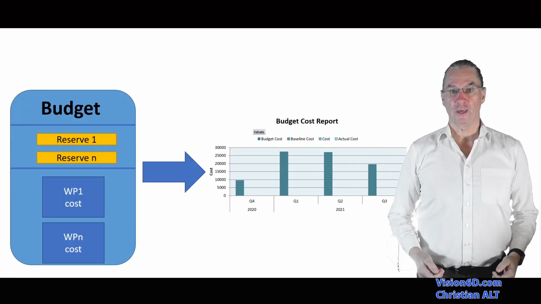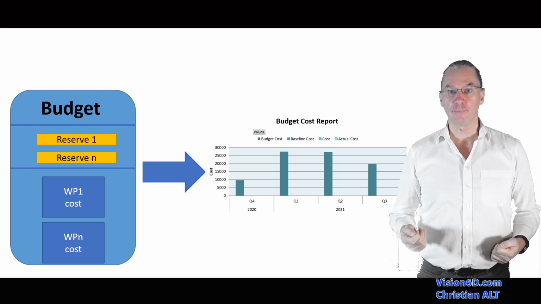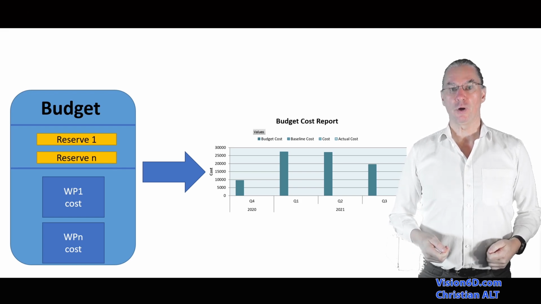In MS Project, we have different reports. One is the report on the budget that shows at what time the different amounts need to be at the disposal of the project manager.